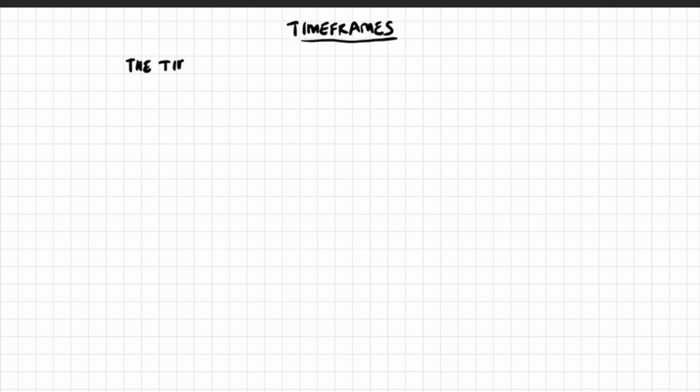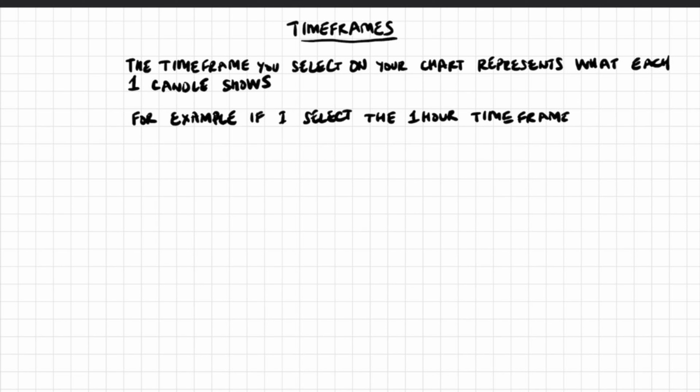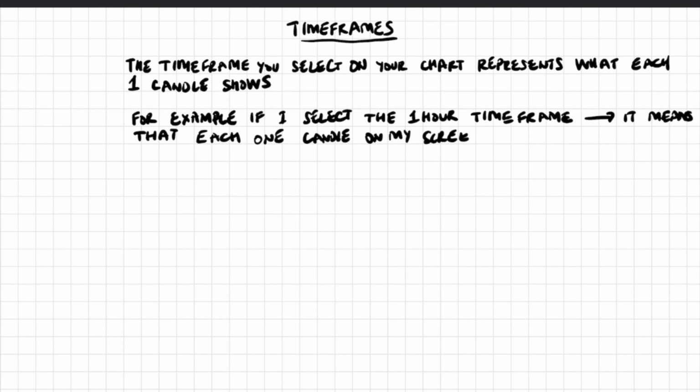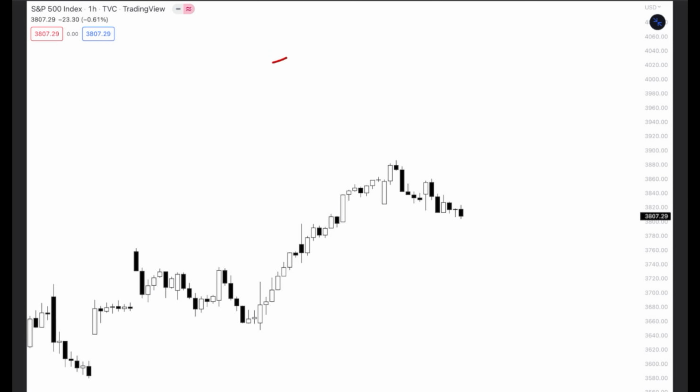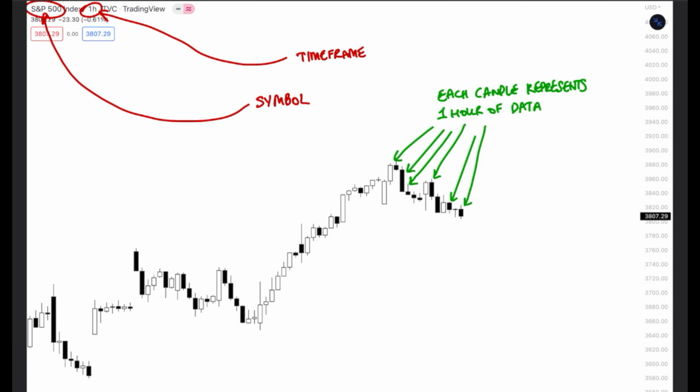Let's talk about time frames. The time frame you select on your chart represents what each one candle shows. For example, if I select the 1 hour time frame, it means that each candle on my screen shows 1 hour worth of data. If you look on the left hand side, the time frame that we have selected is circled in red. In this case, it says 1 hour. Now I'm using TradingView, so this will be slightly different depending on which charting software you use.